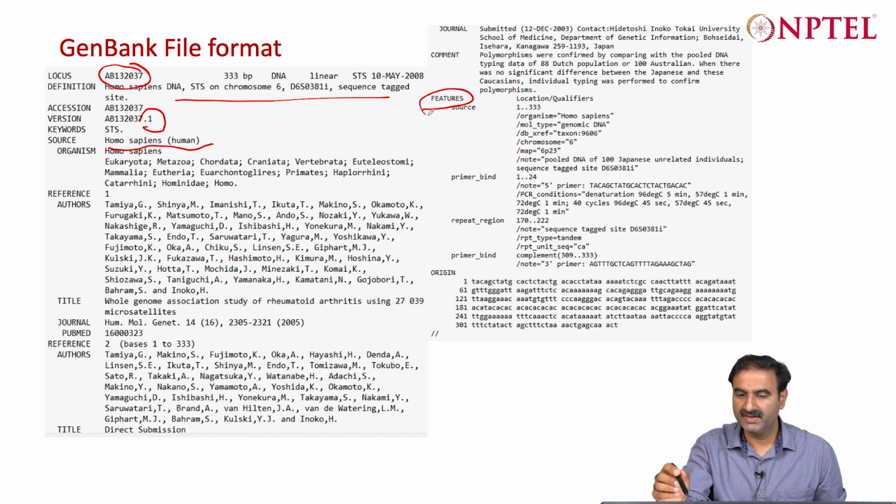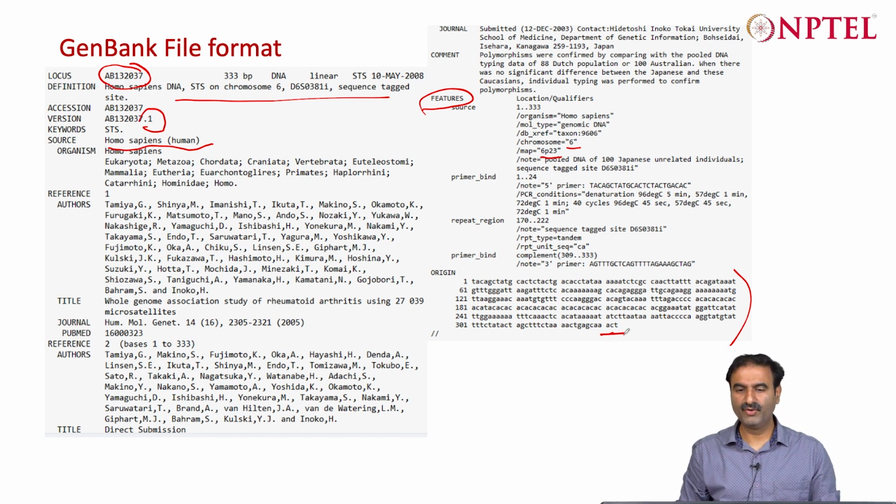This is important, that in the features we say what is the source and taxon and what chromosome it is coming from, okay, the exact location on the chromosome, right. And then basically what primers were used to amplify it, it's a repeat region, right. And this is a sequence, where it is 60 characters per line, each block is 10 base pairs, 1 2 3 4 5 6 blocks are there, okay, and then you go further to 333 base pairs, okay.